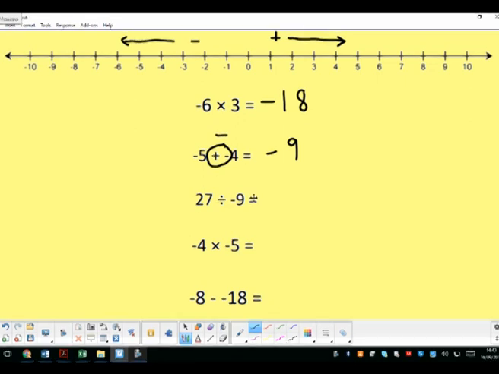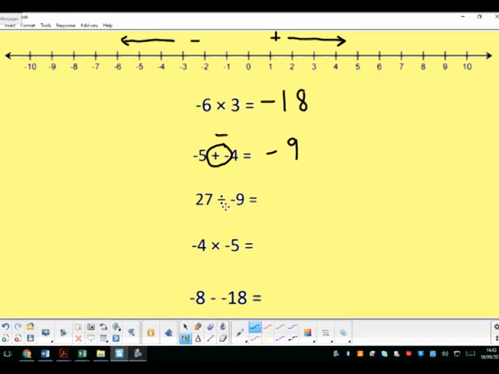27 divided by negative 9. Again, we've got one minus, so it means this is going to be a minus. 27 divided by 9 is 3, so 27 divided by negative 9 is going to be negative 3. Okay, here we've got negative 4 multiplied by negative 5. What we always remember is two negatives make a positive. Everyone tells me that all the time. So here we've got a negative multiplied by another negative. They cancel each other out, giving us 20.